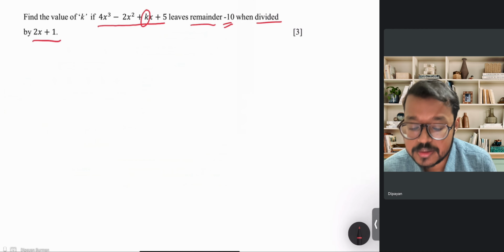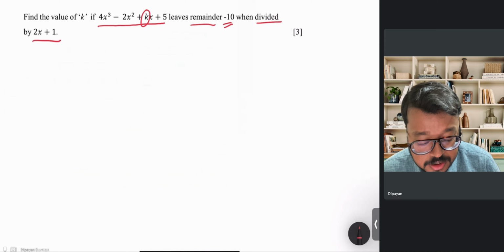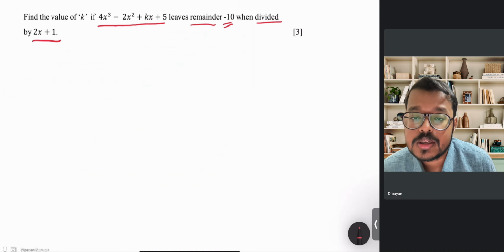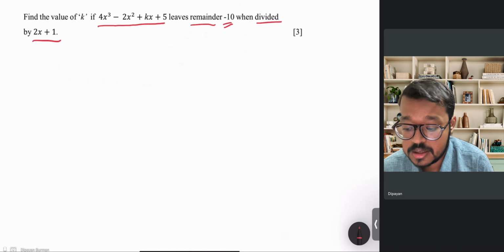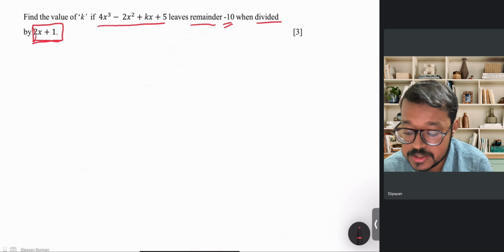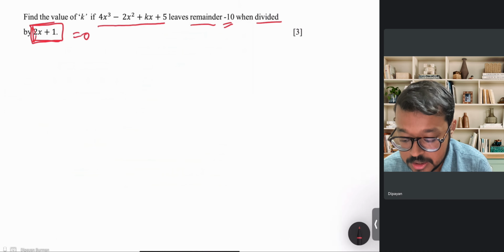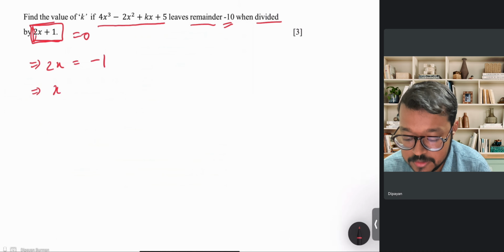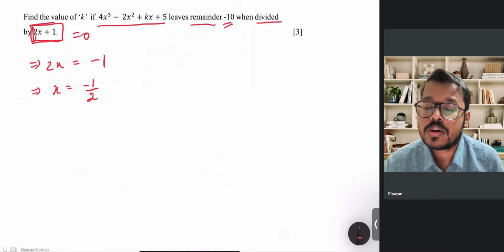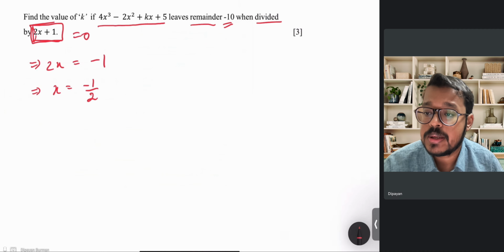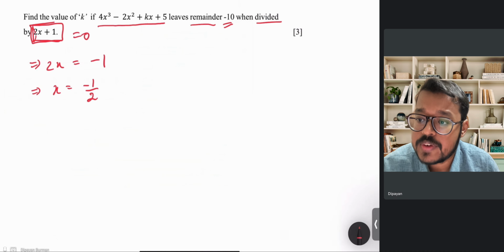k, which is over here. That's the missing value. So now let us apply remainder theorem, which says that first, to find the value of the divisor, find the value of x for which the divisor is equal to 0. So 2x plus 1, if it's supposed to be equal to 0, that means 2x is equal to minus 1, or x is equal to minus 1 by 2. So for the value of x equals to minus 1 by 2, the divisor will be equal to 0.